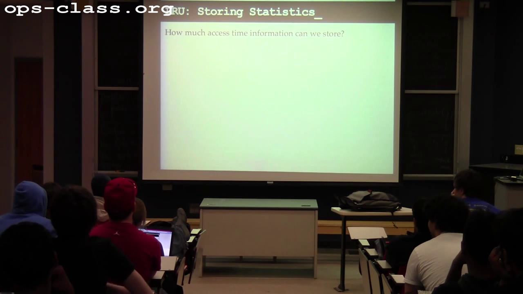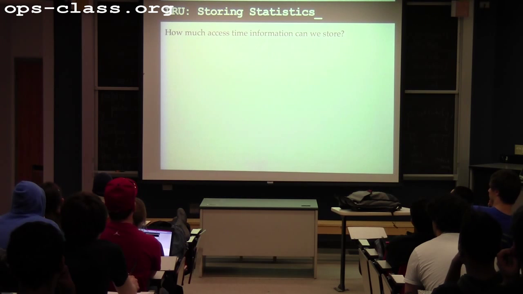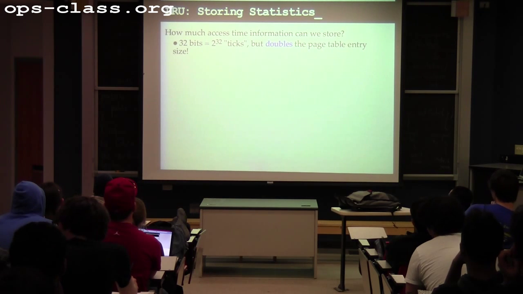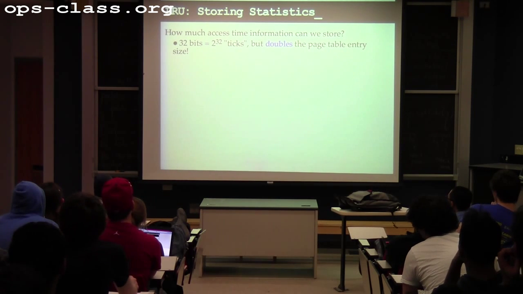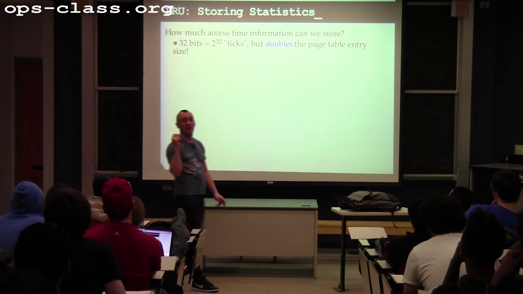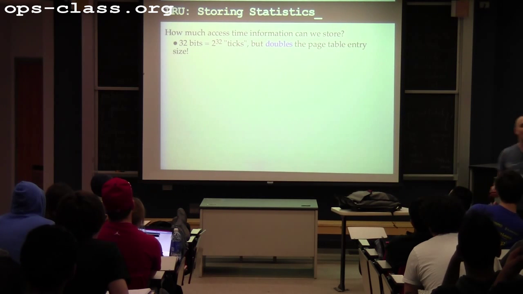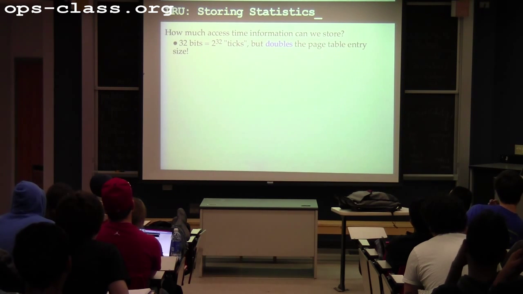How much access time information can we store? First of all, where is this going to have to go? Yeah, it's going to be in the page table entry, right? And let's say I want to store 32 bits of access time. I mean, that actually might not be that long, right? 2 to the 32 ticks. It really depends on how long your unit of time is, right?